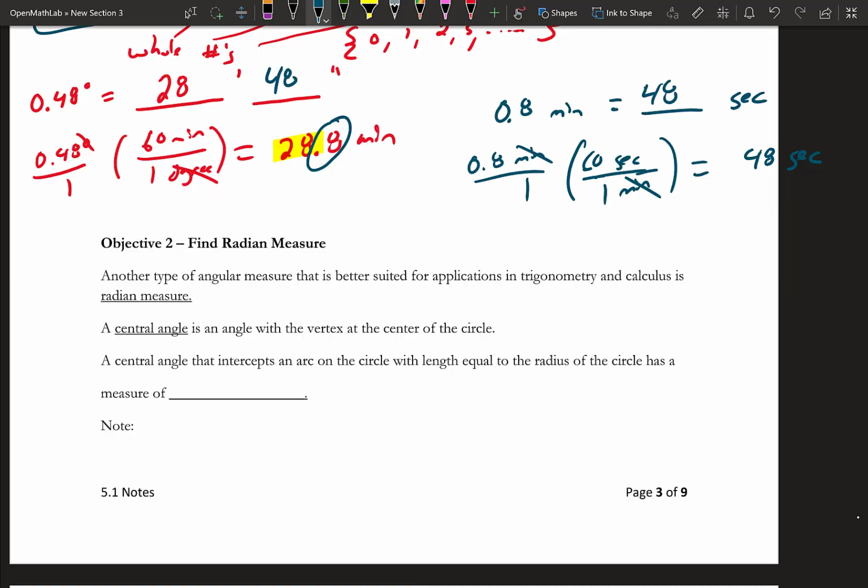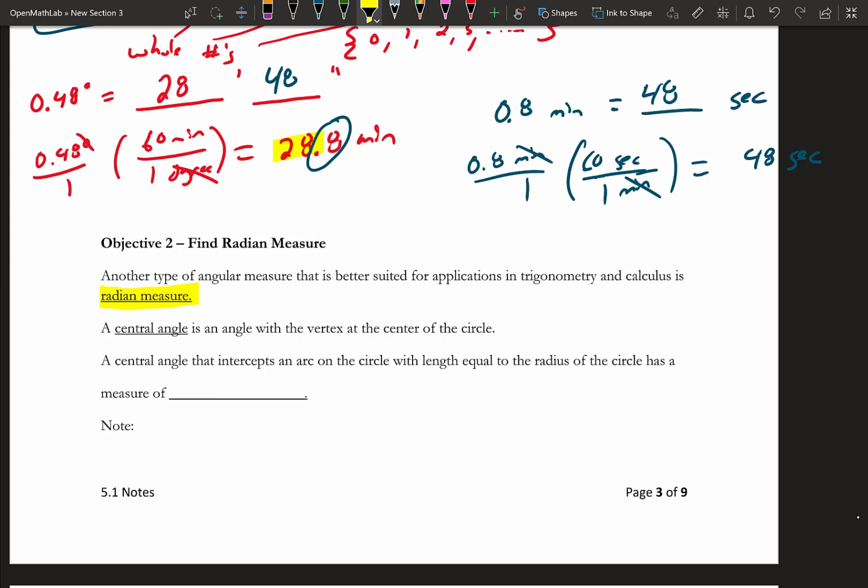So then objective 2 is to be able to find a radian measure. We looked at degree measure, and I promised that there was a second way to find a measure of an angle. That second way is using radians. Another type of angular measure that is typically better suited for applications in trigonometry and calculus is what we call radian measure. This is typically a more convenient thing to use in trig and calculus.